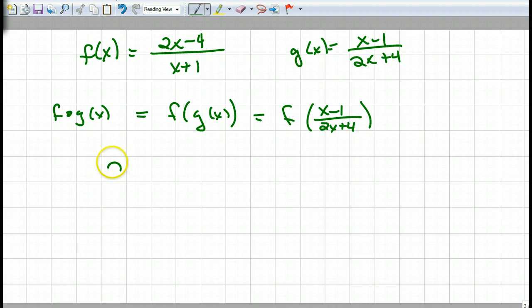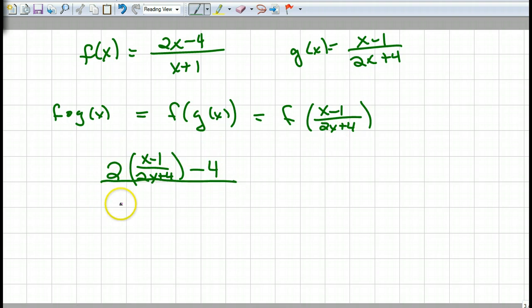So here we go. 2 times x minus 1 over 2x plus 4, minus 4. See how I replace the x with this? Couldn't you just take the inverse of f of x and then see? You could do it that way too. The question was, can I take the inverse of f and see if that equals what g is? Yes, you could do it that way too, but this is also another way. I'm just trying to show you how to use this theorem.